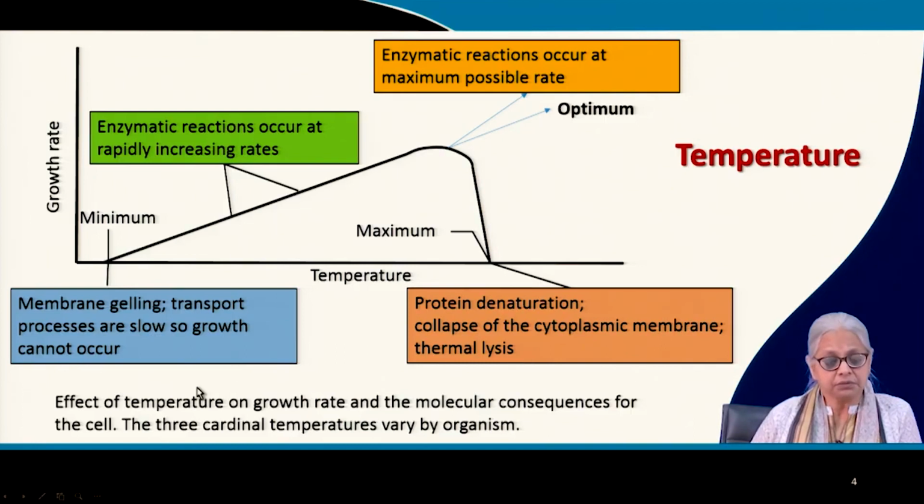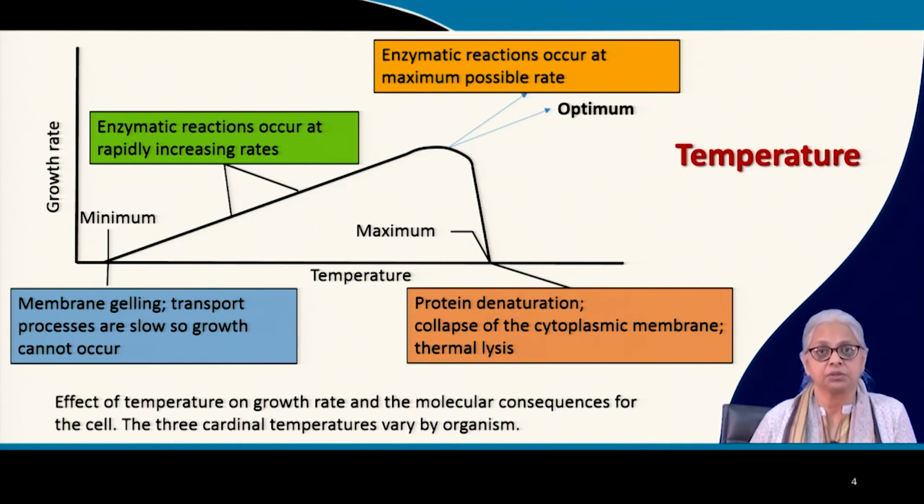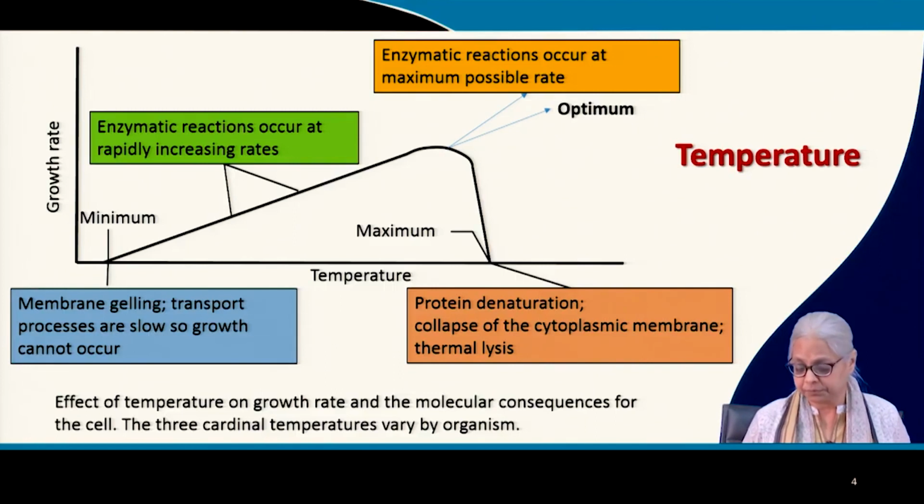So these are the three cardinal temperatures. So you have minimum, optimum and maximum, and you will find that these three cardinal points are there for practically every environmental factor that determines the growth conditions for any given organism.